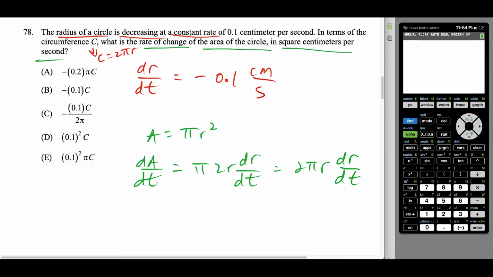Well, they told us in terms of circumference. So notice this component here. See how we have 2 pi r? That component we can replace with the letter C, and then dr/dt was -0.1 centimeters per second. Since we're talking about the rate of change of area, it's going to be in square centimeters per second. Now we look to the answer key, and this matches choice B. We have -0.1 times the circumference, which is the rate of change of area in terms of the circumference.